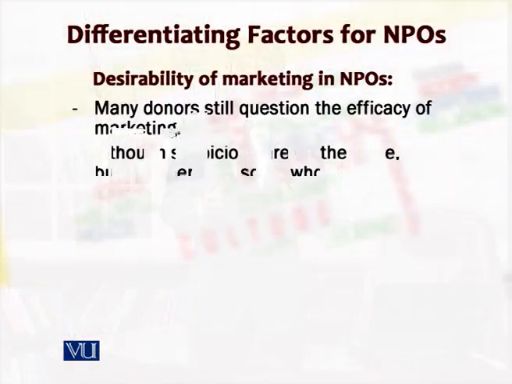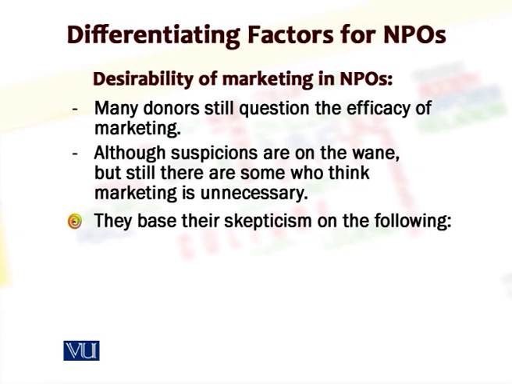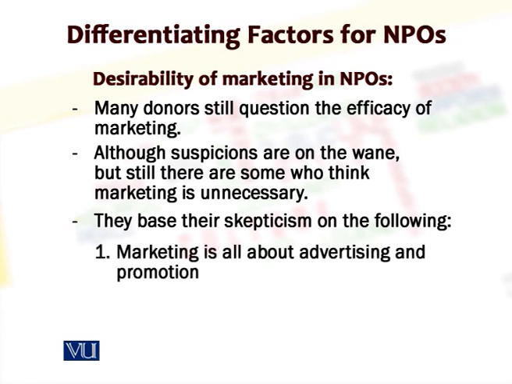This kind of negative thinking is on the wane nowadays, but still there are skeptics who think that marketing is not really needed. What really are the reasons which dissuade these people from believing that marketing is absolutely essential and it should occupy a very central role in the overall management of NPOs? There are two factors. One is that marketing is all about advertising and promotion. The second factor is that of marketing research, which they find very intrusive. Now, let me explain these two sub-factors of the desirability of marketing factor.